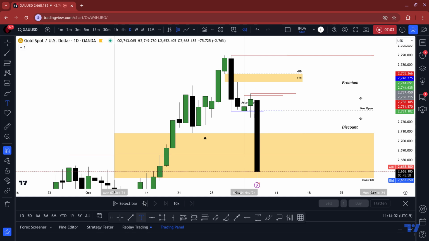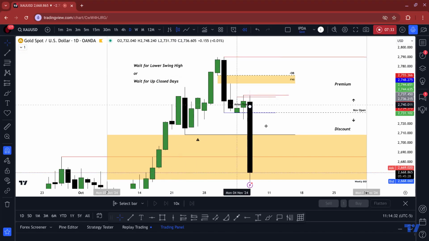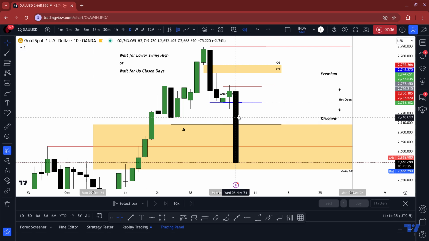Now at this point, what I would recommend, right, if we are strongly on the side that gold is going to continue going lower and dollar is going to continue rallying, what I would do is I would wait for a lower swing high to then get in short, right, to go short. Or, if you're someone that's a little more aggressive, you wait for up close days to then sell, for this sentiment. So any up close candle that comes into the market, we would sell the following day, right?